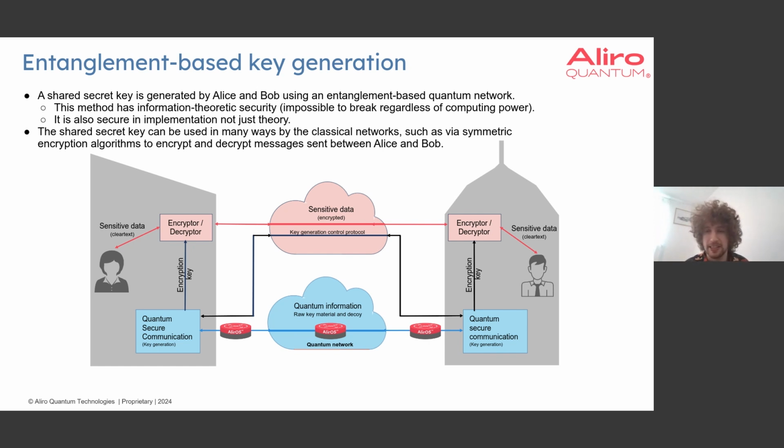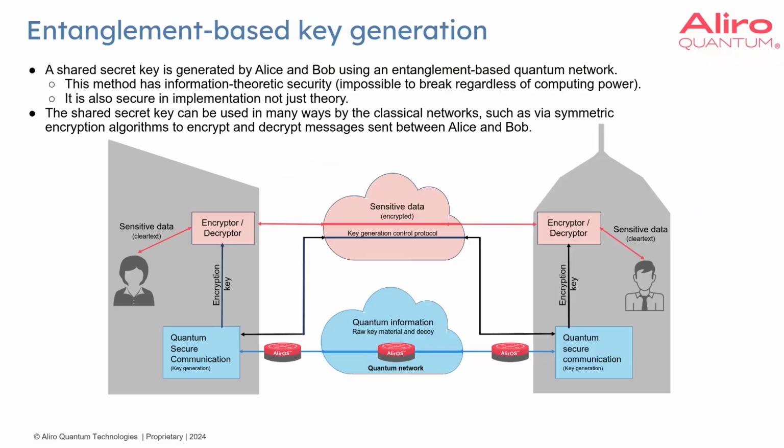Entanglement-based key generation utilizes distributed entanglement to generate a shared secret key between end users. This method has information theoretic security, which means regardless of how strong a computer you're using, whether classical or quantum, it cannot be broken. This is especially important considering the impending nature of Q-Day, which we have an amazing webinar dedicated to. Beyond just information theoretic security, entanglement-based key generation is also secure in implementation, as the key will never be revealed anywhere on the network.